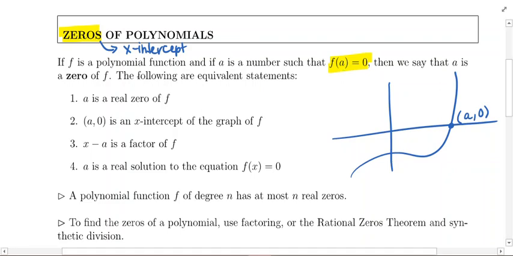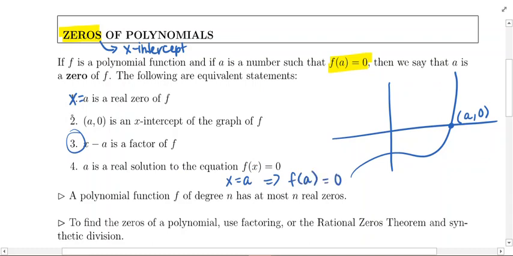The following are equivalent statements. a is a real zero of f. Remember, this is going to be an x value. So if x equals a is a real zero of f, that is equivalent to saying that the ordered pair (a, 0) is an x-intercept of the graph of f. Then, I'll come back to number 3 in a minute. a, which is again an x value, is a real solution to the equation f of x equals 0. If you substitute x equals a, you get f of a, so if you plug a into the function, you get 0 as your output.